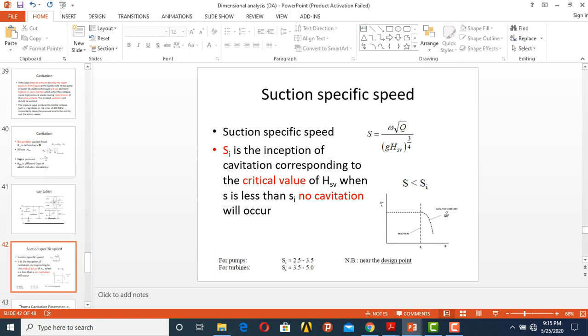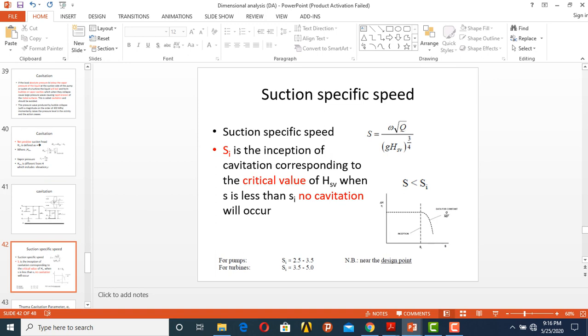The important parameter, just like we discussed for incompressible flow, for compressible flow is the specific speed for selecting a machine. Also, as you are selecting a machine, you should know that the suction specific speed for the given machine should be in a certain range for pumps, and also for turbines it has to be in a certain range.